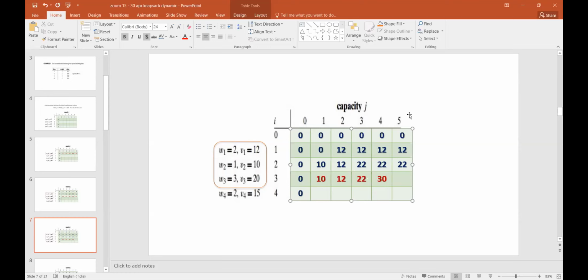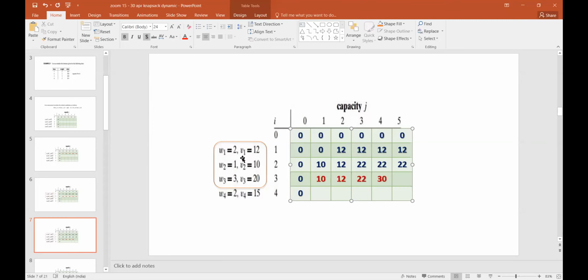So if the capacity becomes 5, which objects shall I consider now? Object 1 plus object 3. So 2 plus 3, it is 5. What is the total profit? 20 plus 12, it is 32. Can I include object 2 also? No, it becomes 6 kg, but the capacity is only 5 kg.